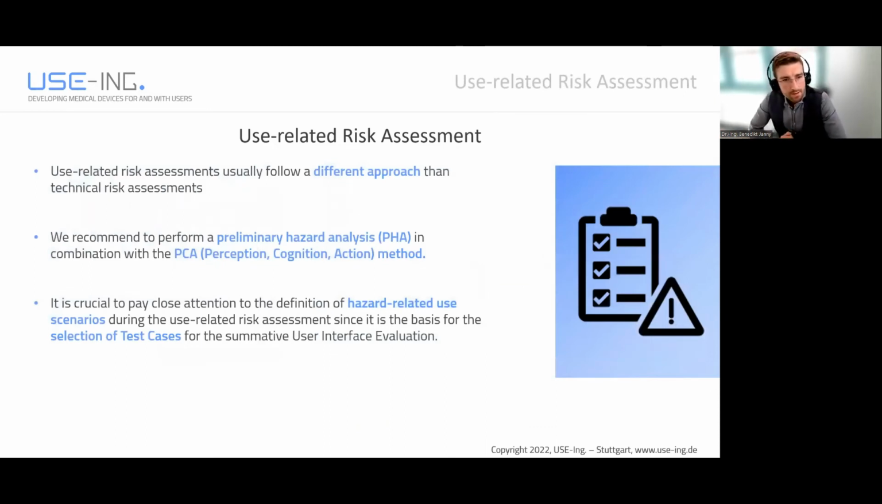As I said, huge difference between these two approaches, technical risk assessment and use-related risk assessment. I personally recommend to perform a preliminary hazard analysis in combination with a PCA method. And PCA stands for perception, cognition, and action. And on the next slide, I also want to show a little bit how you could do that. What is a way to perform this PCA method and to use it?